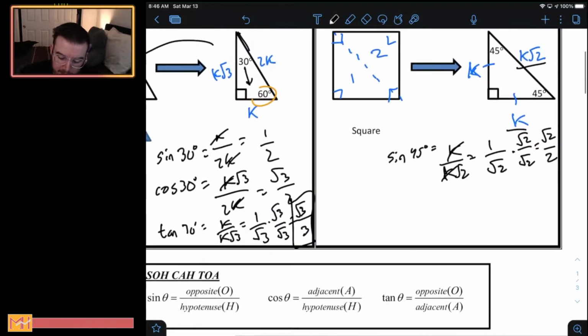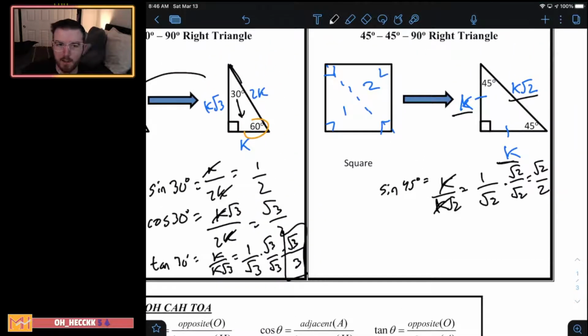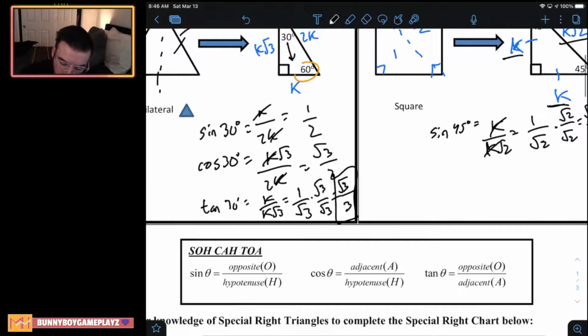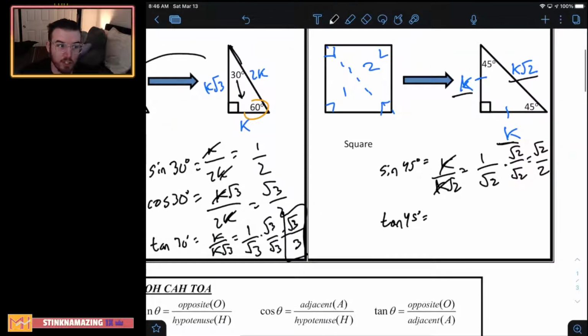The thing is, adjacent and opposite are the same here. So cosine of 45 degrees is actually the exact same thing. And when we do tangent of 45 degrees, as I just said, the opposite and adjacent sides are the same. So you end up with k over k, which is 1.